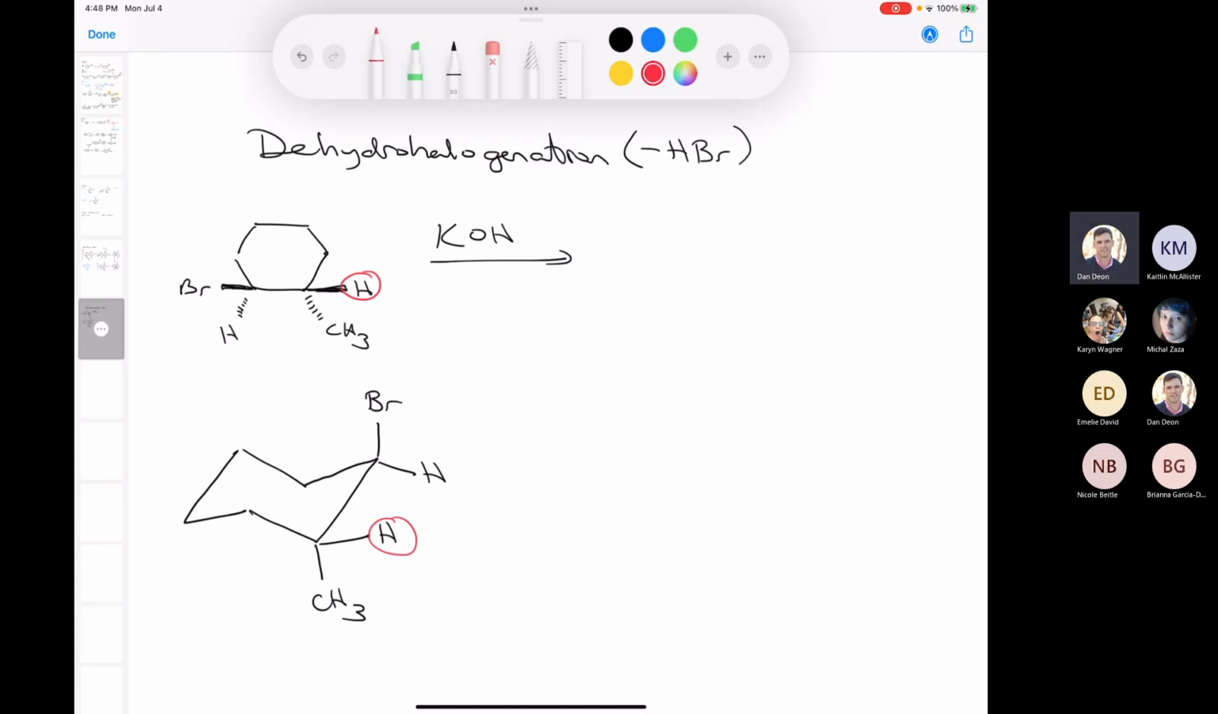anti-periplanar to the bromine? No, not even close. Is there a proton anti-periplanar to the bromine? What if I draw a proton in here and this proton down here? I'm kind of running out of space. Are either of those protons anti-periplanar to the bromine?